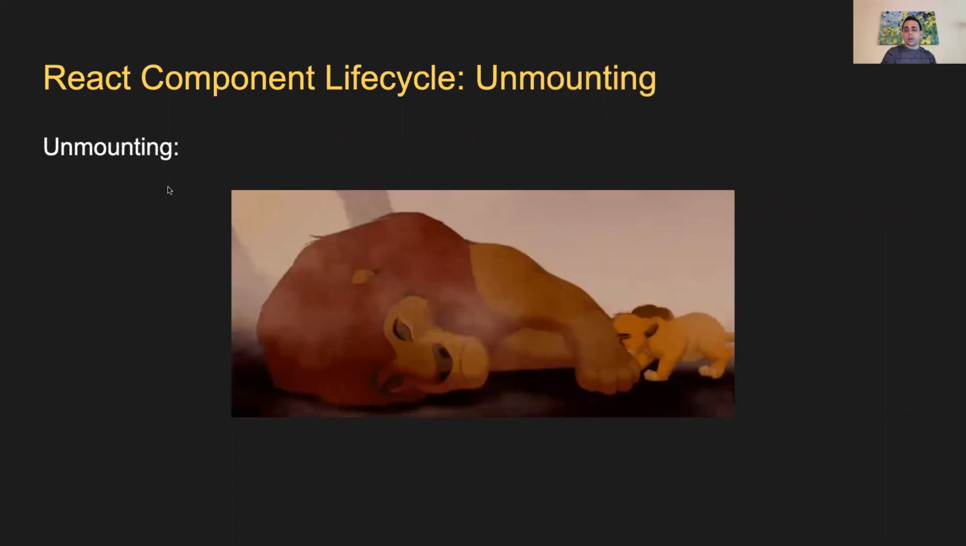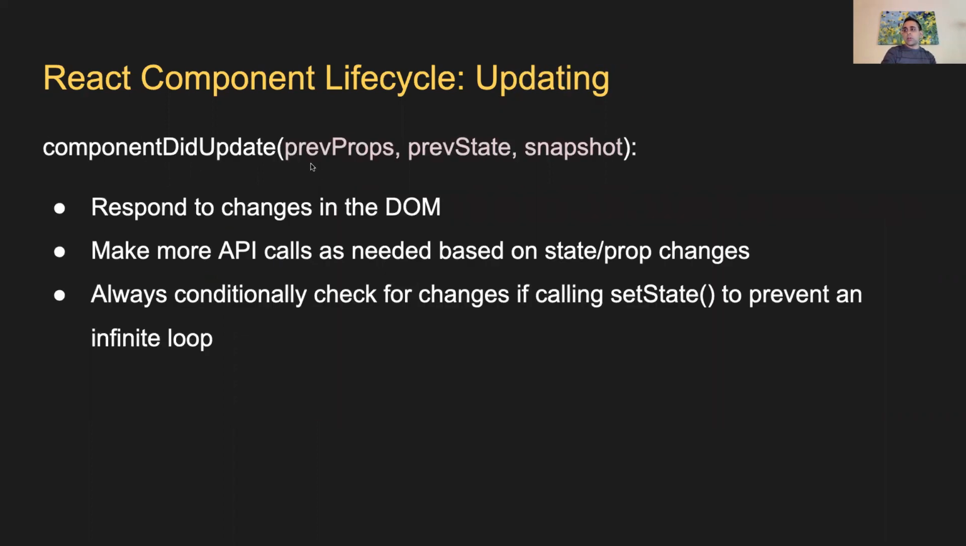The important one here is componentDidUpdate. So we have previous props, previous state, and then you could respond to changes in the DOM. Also, you can make more API calls as needed based on state and prop changes, and you can conditionally check for changes if calling setState. So this last part's really important.